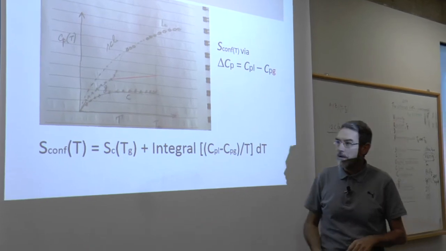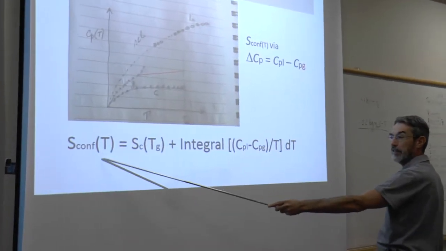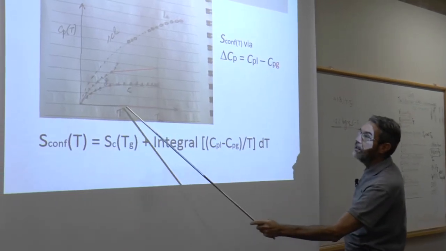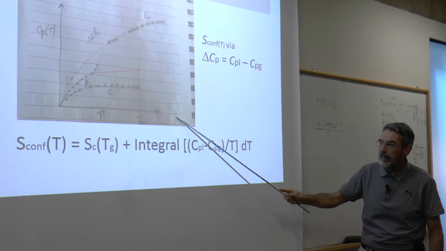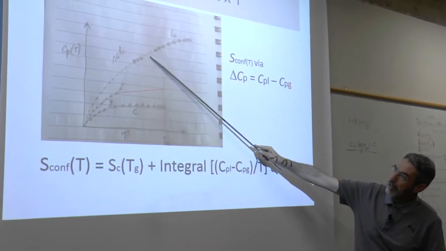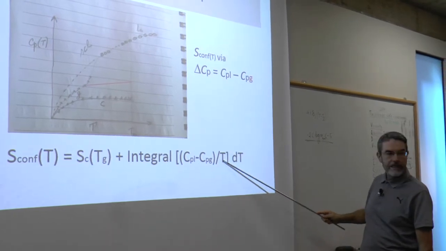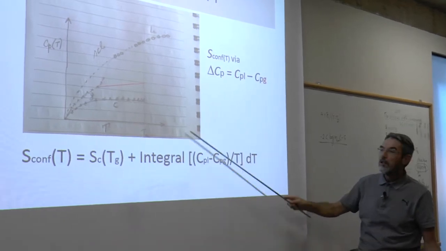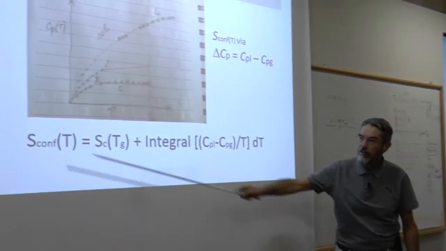Now, how can you calculate the configuration entropy? The configuration entropy as a function of temperature is the configuration entropy at Tg, this is Tg, plus the integral of Cp of the liquid minus Cp of the glass, divided by T, dT. This is an integral from Tg to whatever temperature you want to calculate it. This is the configuration entropy.